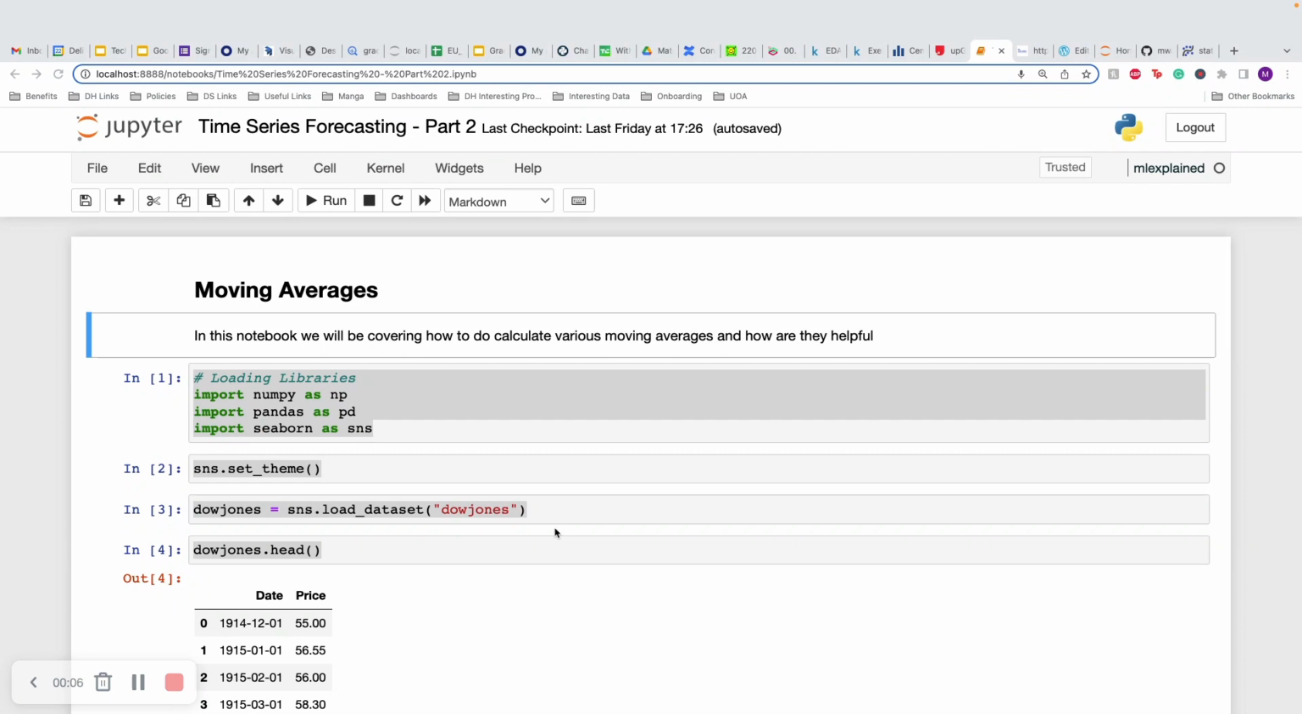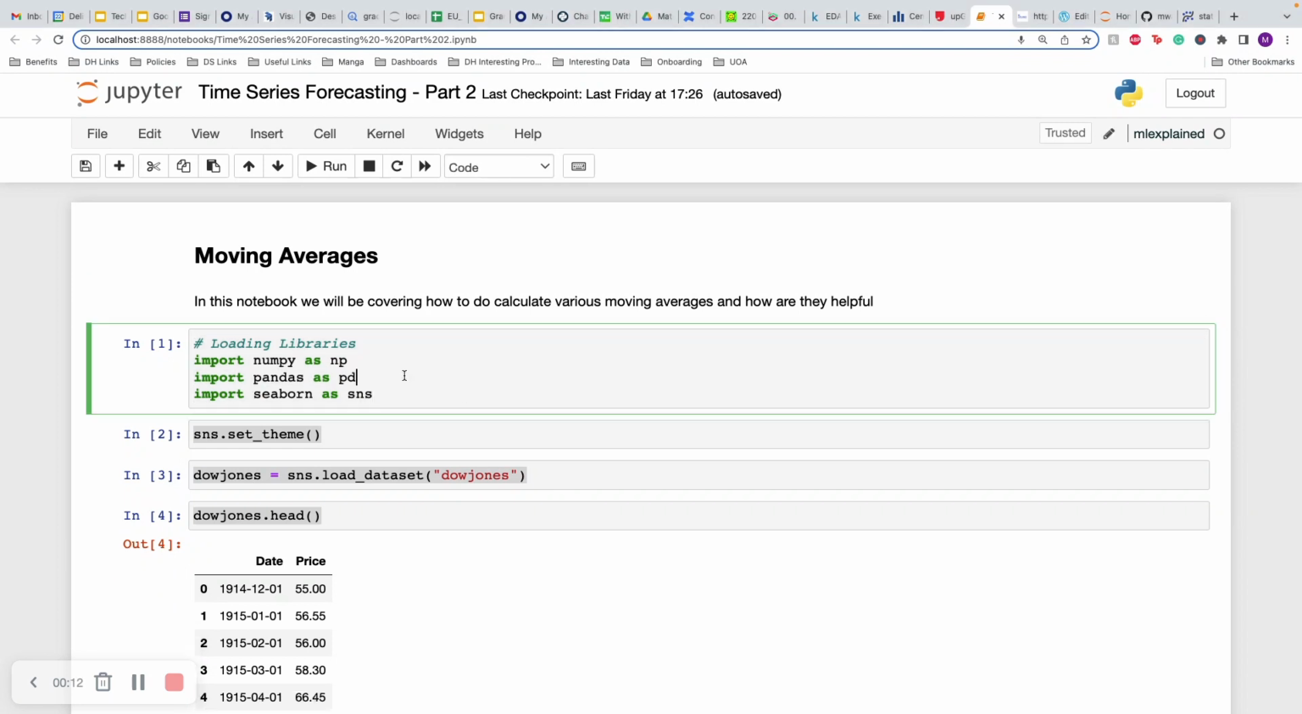In this quick video, we'll be going over a very important concept in time series. This is not a strictly machine learning tutorial where we will be building any models, but we will be exploring a concept known as moving averages. I think having a grasp of moving averages is very important for you to understand time series forecasting.